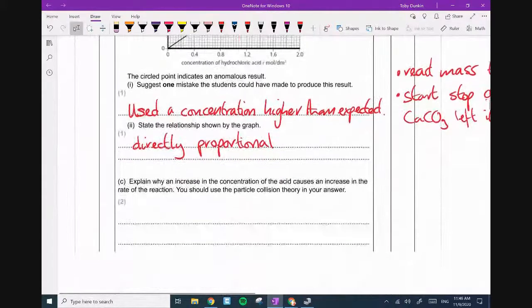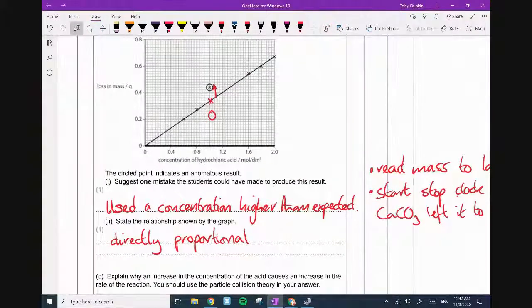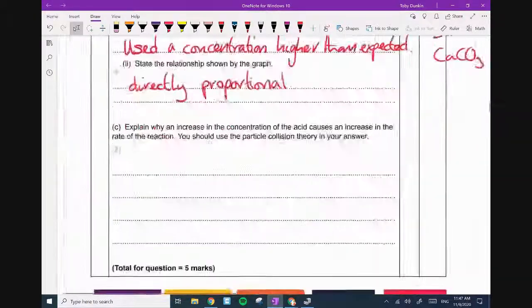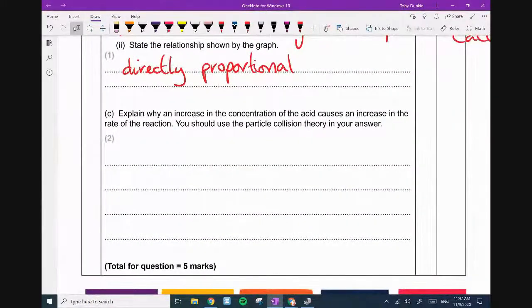Yeah, that was a tricky one. If you had a graph that was like this, then you'd say as concentration increases, then loss of mass increases. But because it goes through the origin, a straight line through the origin, directly proportional. Next, explain why the increase, 2 marks. You had to run the whole of KICAS to get it.